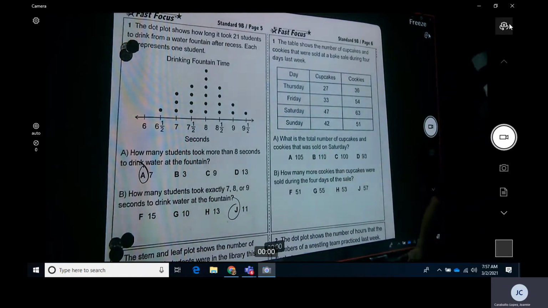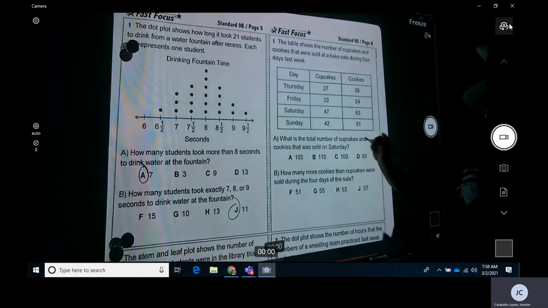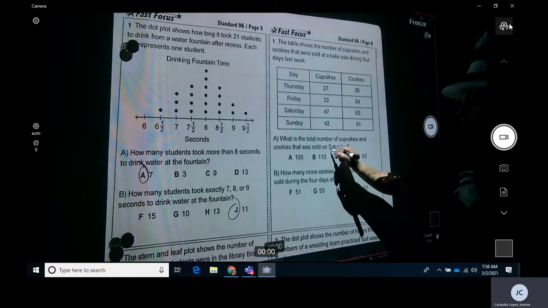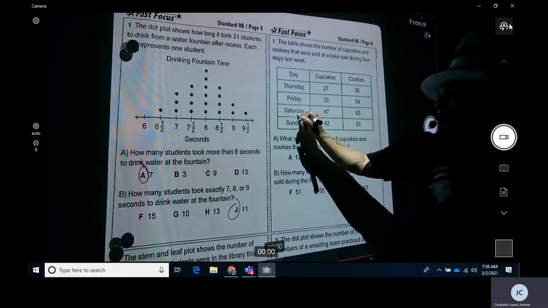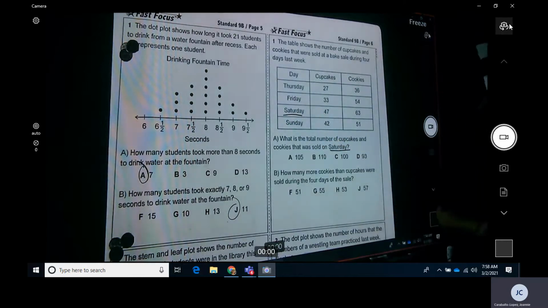In order for us to answer this problem, what do we have to do, guys? Yes, sir. Add what? So strategy would be, I would underline Saturday and then underline Saturday so that I don't make a mistake, okay?